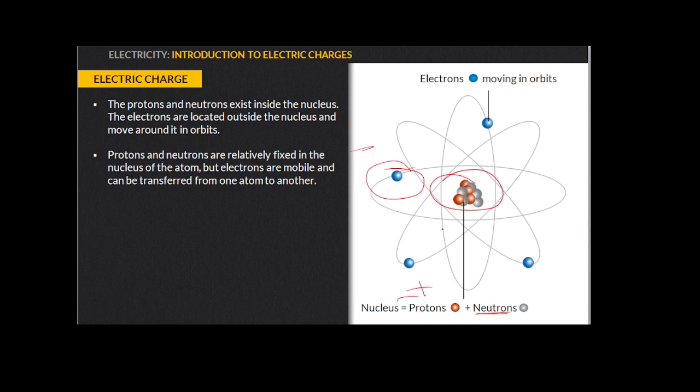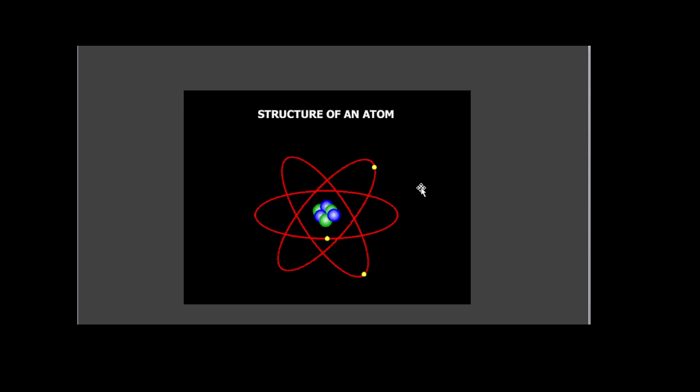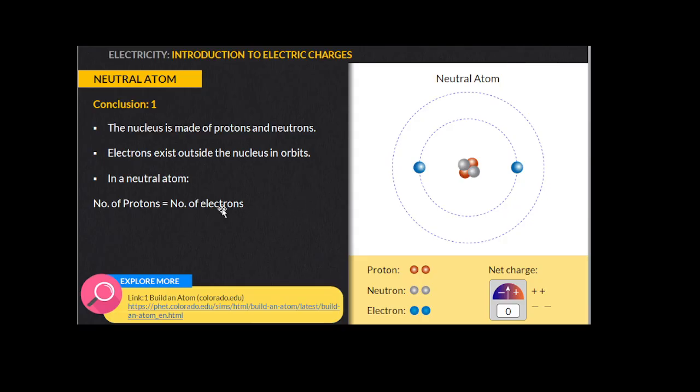Protons and neutrons are fixed in the nucleus, they don't move, but electrons are mobile, so they can move and transfer from one atom to another. This is the structure of an atom. These are the protons and neutrons, and these yellow particles are the electrons moving in their orbits.